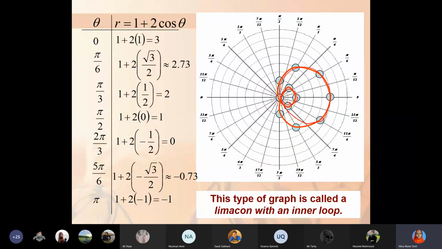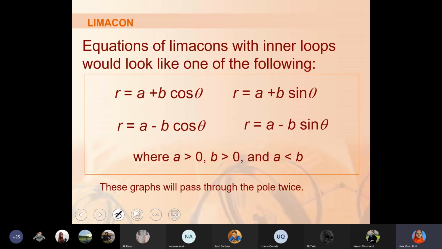So you have an inner loop over here. So that's why this is a Limaçon with an inner loop. This curve passes through the pole. So these are the equations of Limaçons with inner loops.